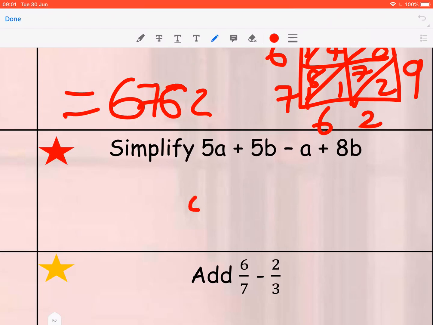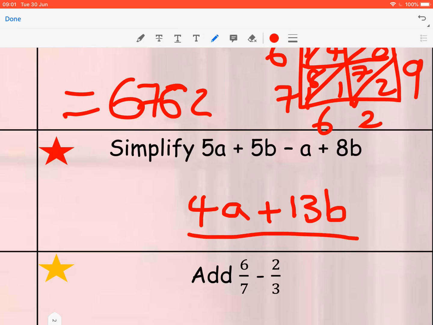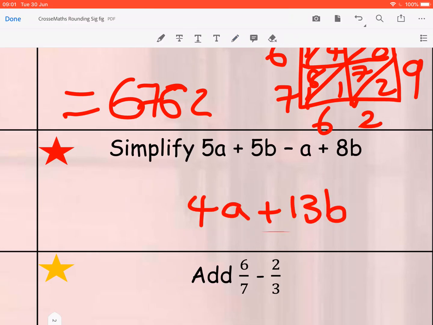Last, a little more simplifying. 5a minus a is 4a. 5b plus 8b is plus 13b. So you've got to put the ones that have the same letter together. Just normal adding and taking away. These two won't go together. This is your final answer. 4a and 13b are different things. Apples and bananas, they won't go together. So you leave it like that.